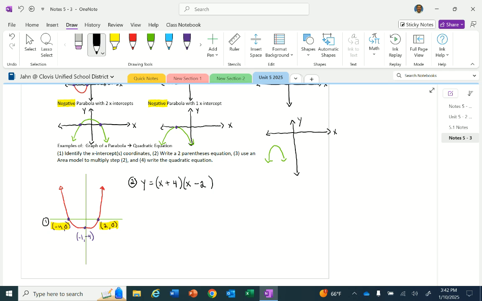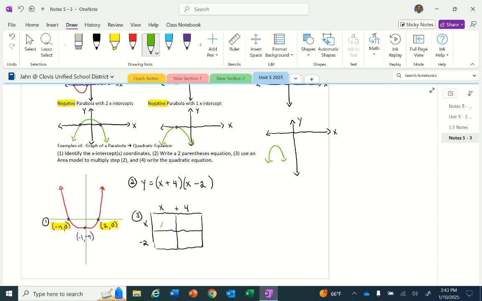Step 2, I mean. Step 3 is now we're going to incorporate the area model, and we're going to multiply out the equation, x plus 4 multiplied out with x minus 2. So we're going to draw a 4-part area model. Put x plus 4 at the top, put x minus 2 down at the bottom, and then we're going to fill in the 4 boxes of the area model.